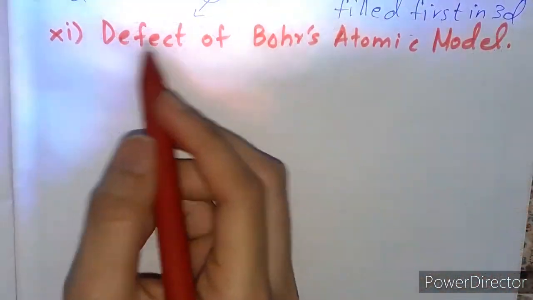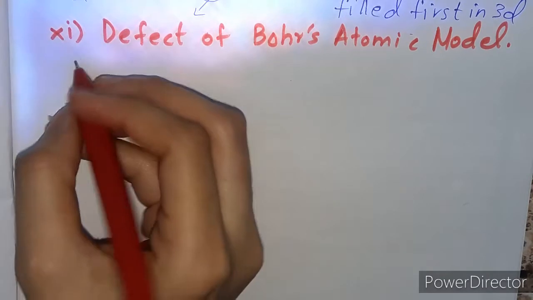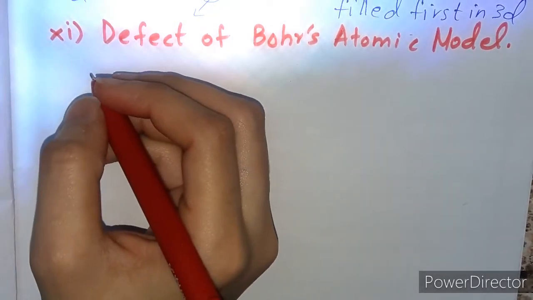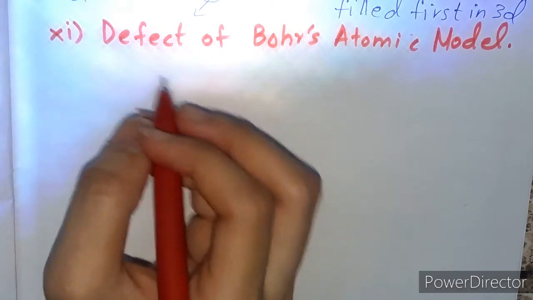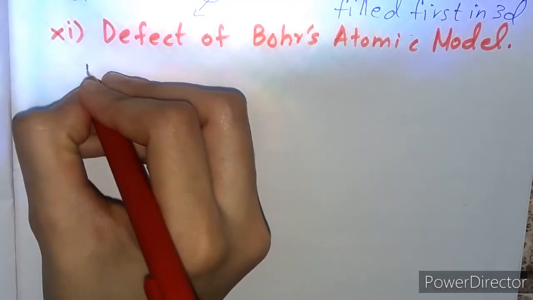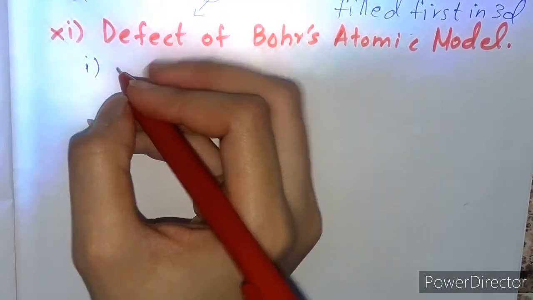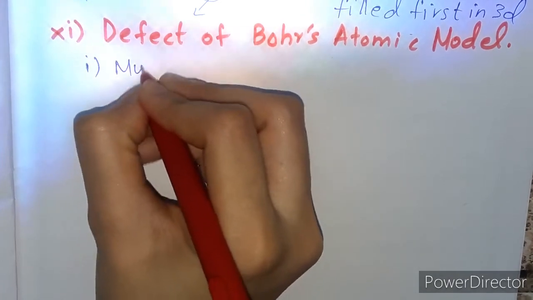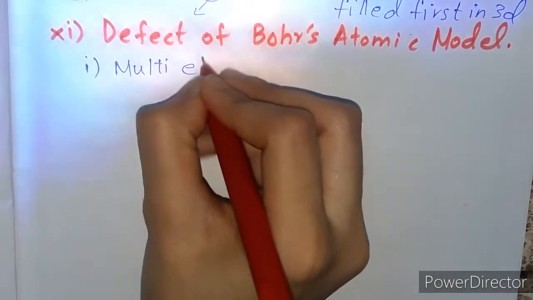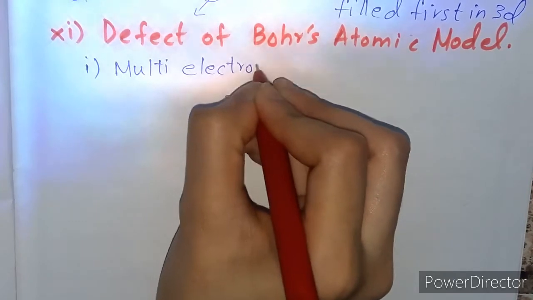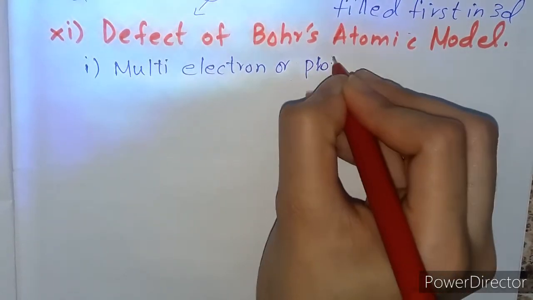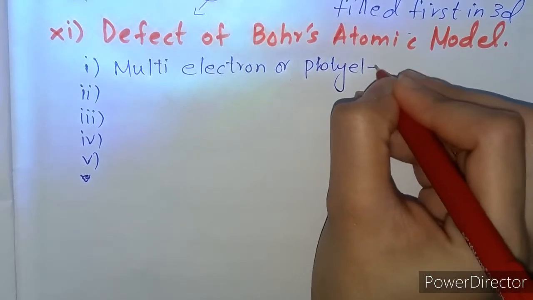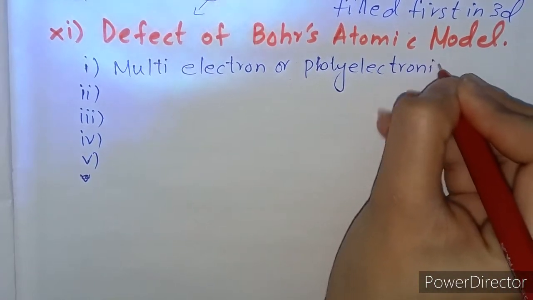Part number 11 is defects of Bohr atomic model. So I am writing just the headings of that. In the next video I will share the detail about these headings. So the first heading is multi electron or polyelectronic system.